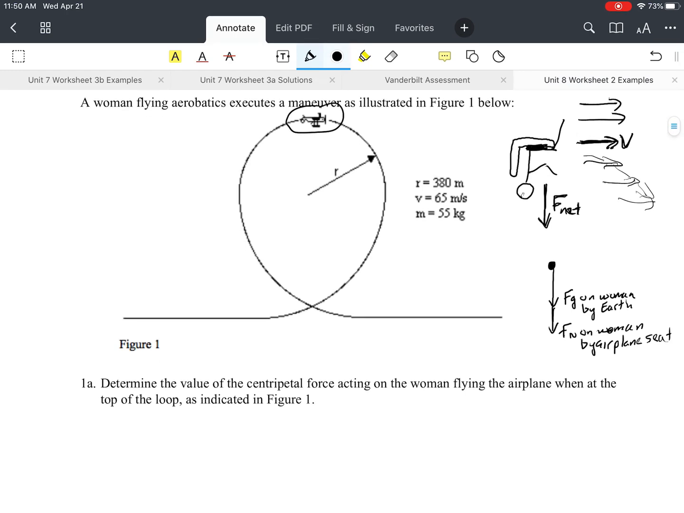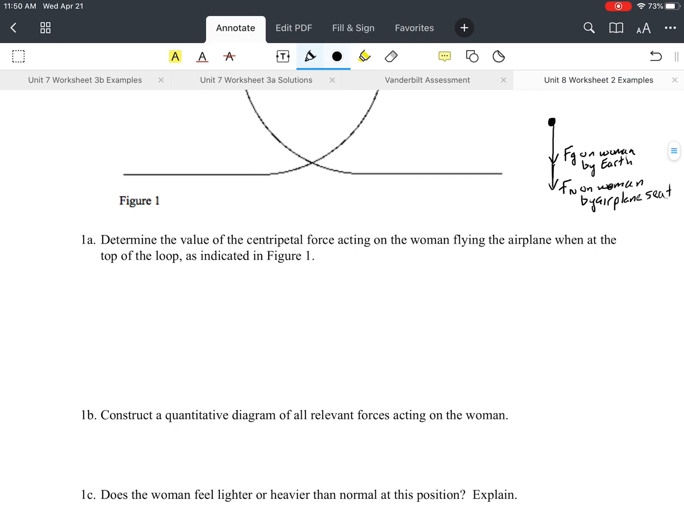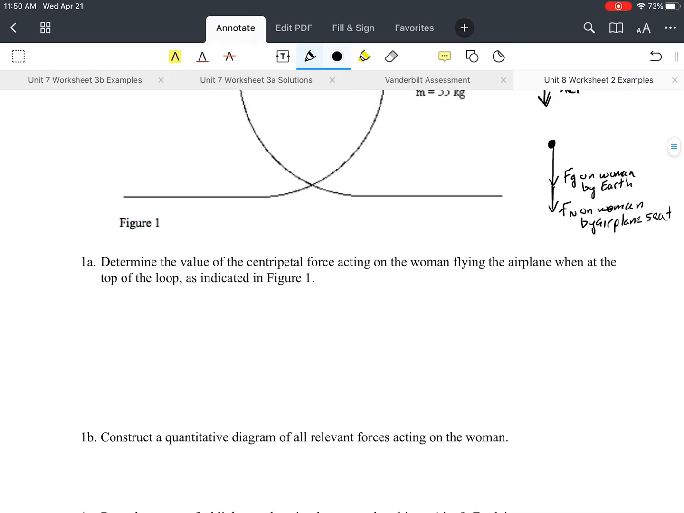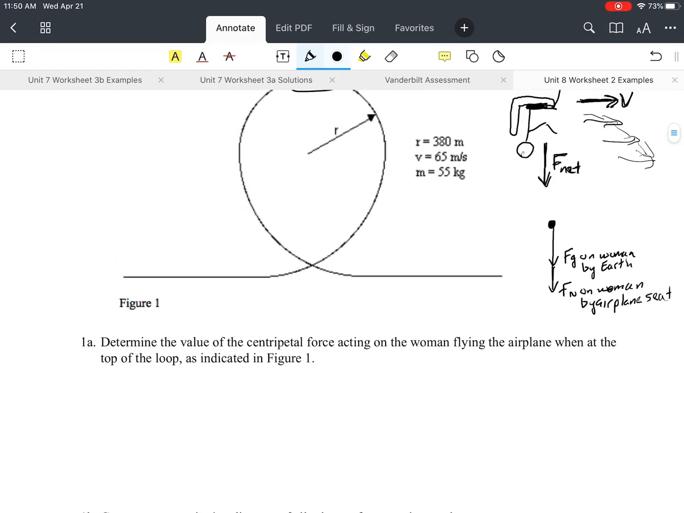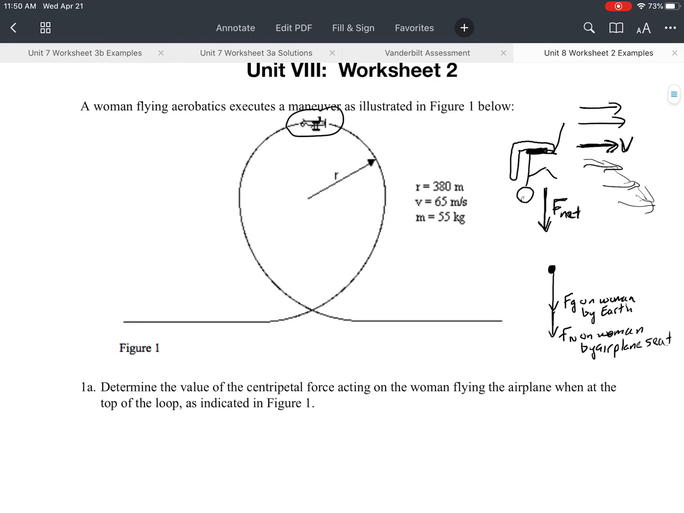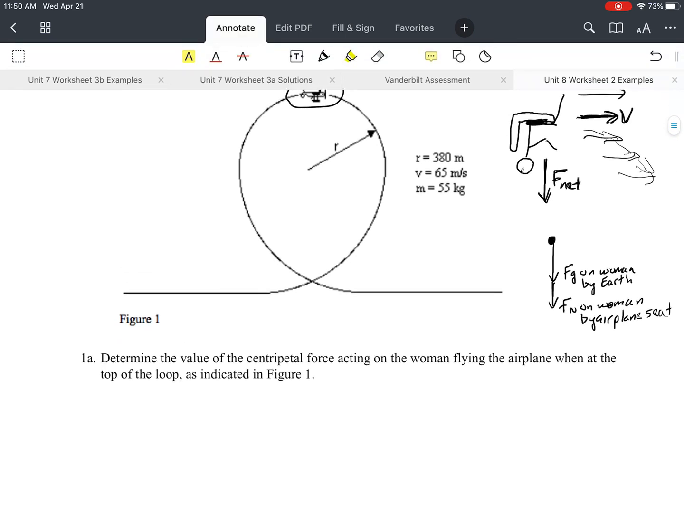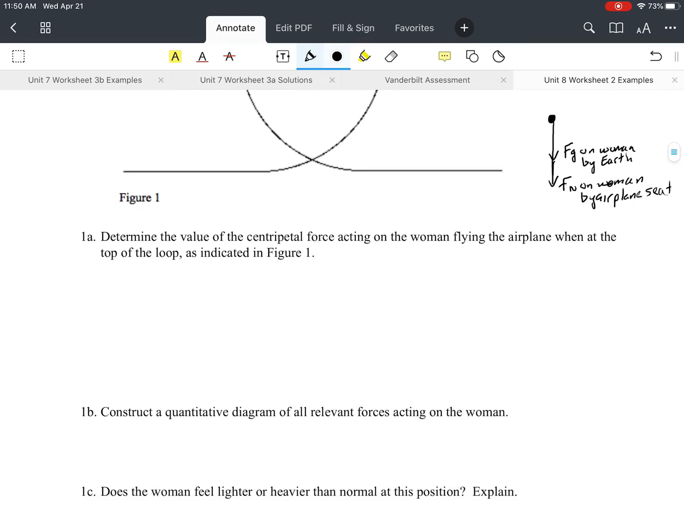Okay, so when you do 1A, you really don't need the force diagram to do that, but you do have your net force that is pointed downwards, and that is the centripetal force. And so you just make the calculations based off of what you know right here. You know your R, you know your V, and you know your M, and you use your centripetal force equation, which is the F net equation for circular motion.